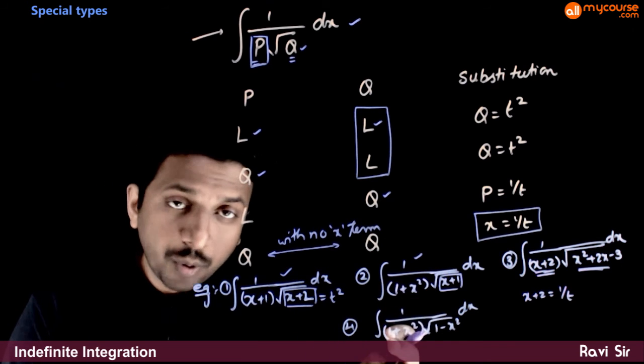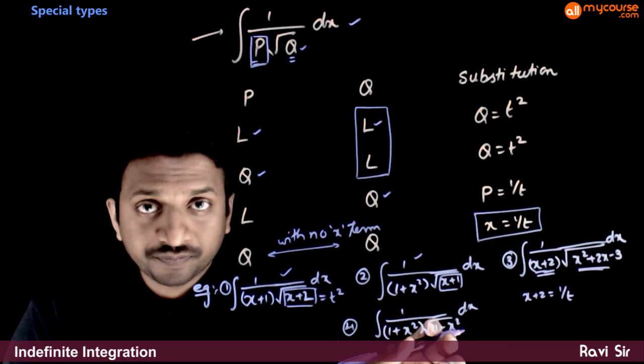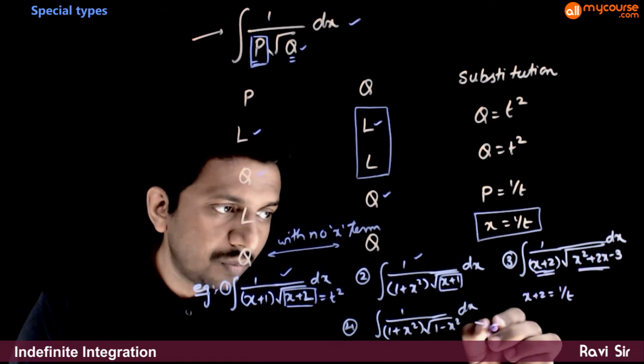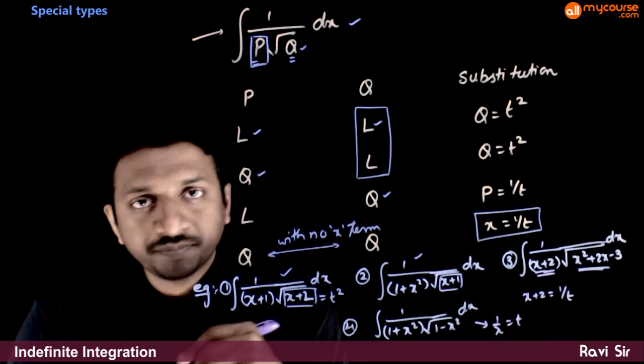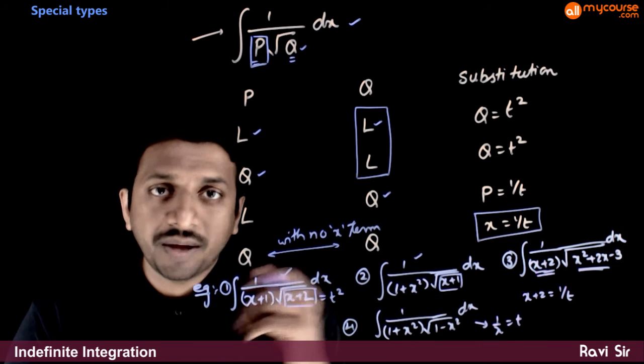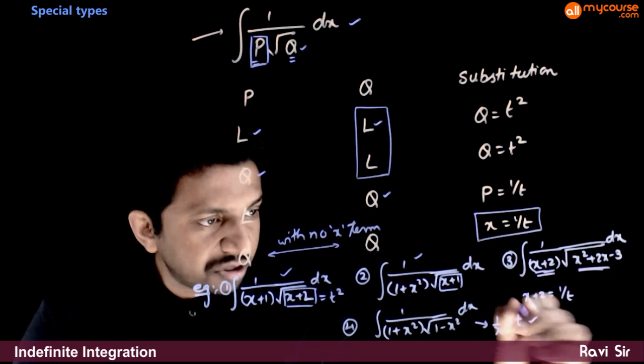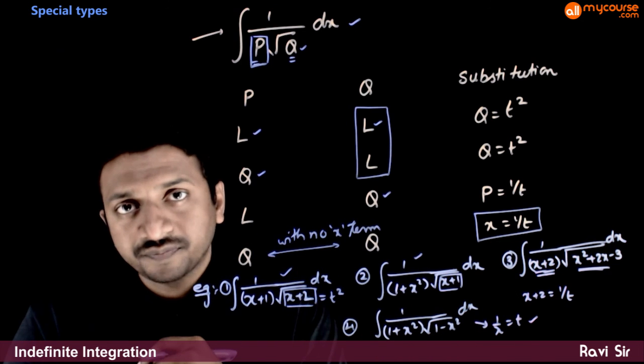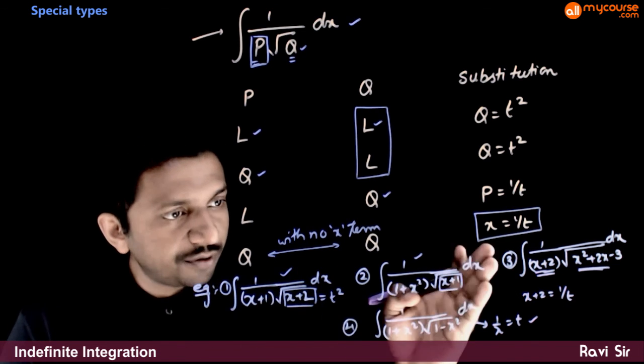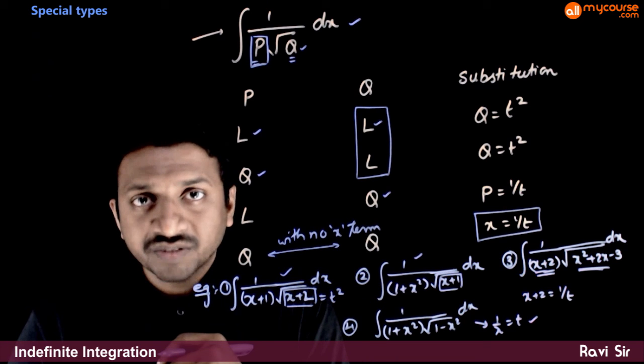And if both are quadratics without x term, so in this you just need to substitute 1 by x is equal to t, or t is equal to 1 by x, or x is equal to 1 by t. So this substitution will help you solve this question. So let us solve these 4 questions by using appropriate substitutions.